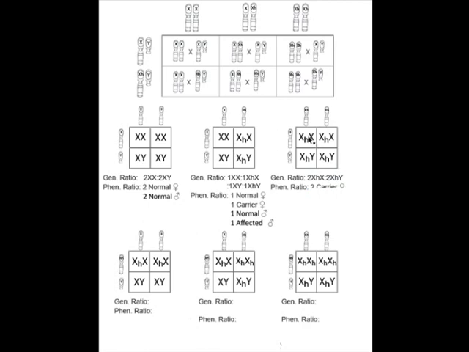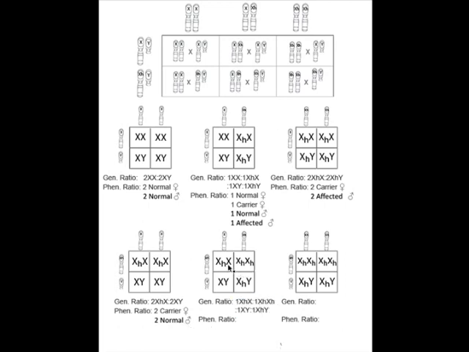In this case, we've got 2 XHX and 2 XHY. It's going to give us 2 carrier females and 2 affected males. XHY, again, he doesn't have another copy of the gene to make up for the mutation, so he's going to be affected. Down here we have 2 XHX and we have 2 XY. The XHX is going to be a carrier female. The XY would be a normal male.